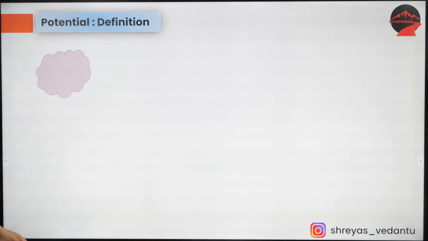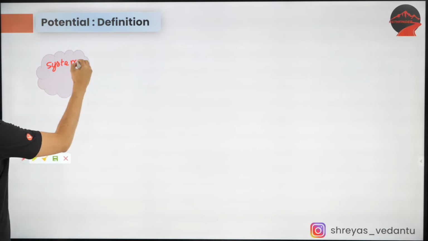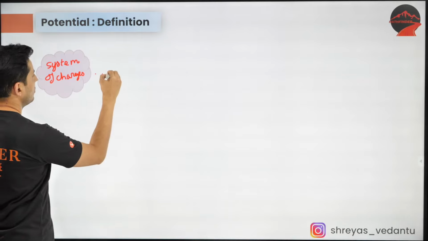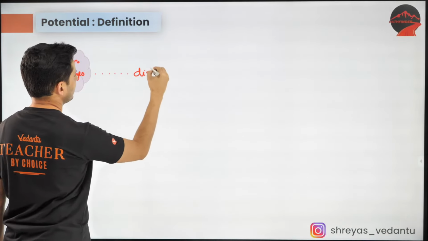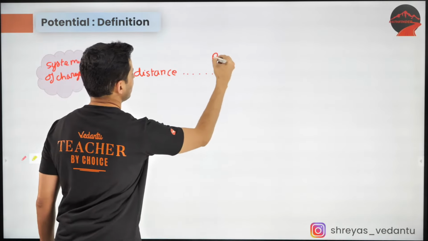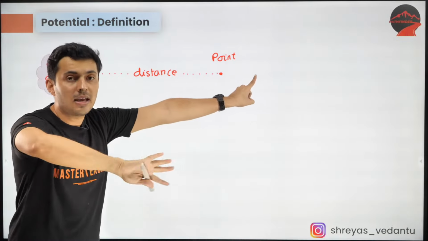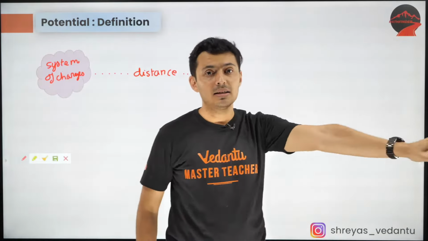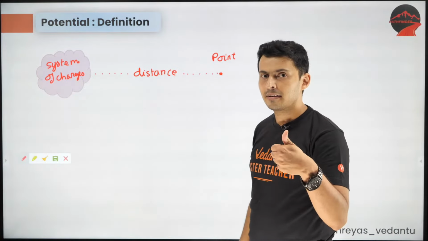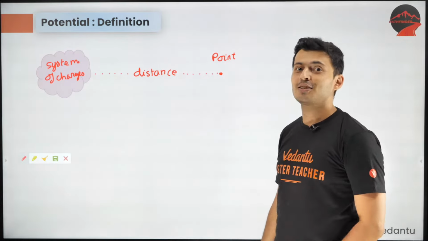All right. Imagine you have a system of charges, and you are at some distance from the charge. Let's say I take this point over here. At this point, there is nothing. It's empty, it's vacant. What will be there over here? Yeah, field will be there. Even potential will be there. Potential is there, potential energy is not there.